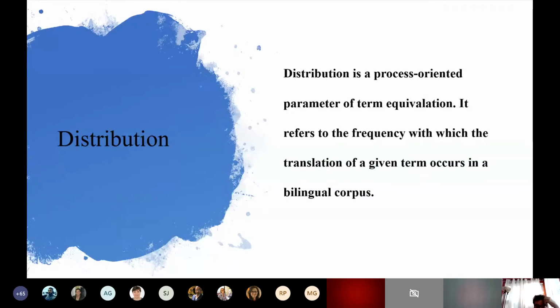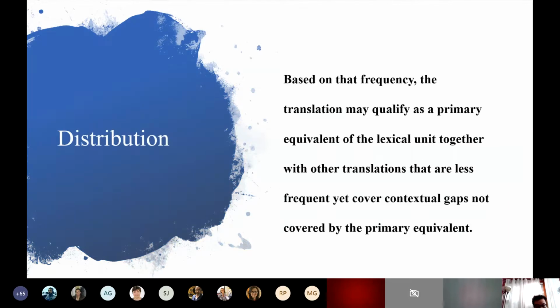This takes us to another part, which is distribution. Here it is a process-oriented parameter for term equivalation. It refers to the frequency with which the translation of a given term occurs in a bilingual corpus, because when we are doing terminology work, we have to depend on a bilingual corpus like DT search in the past and now Illuna search. So we need to examine the frequency, the distribution of the translations in order to abstract a robust and comprehensive equivalent, which can satisfy our needs.